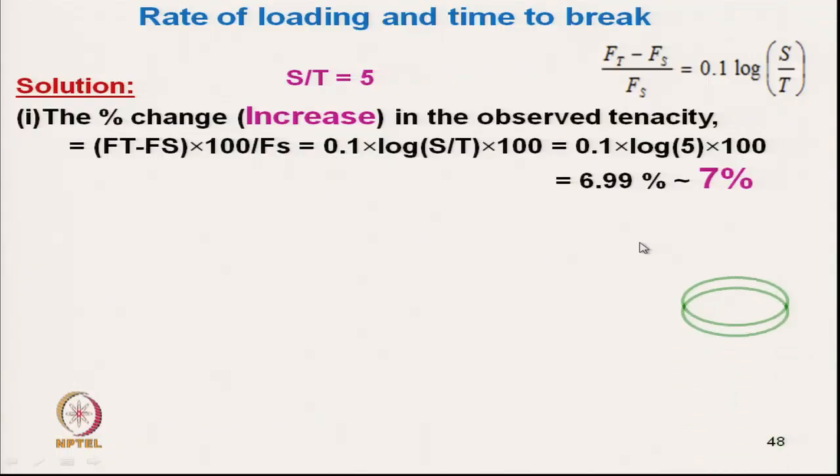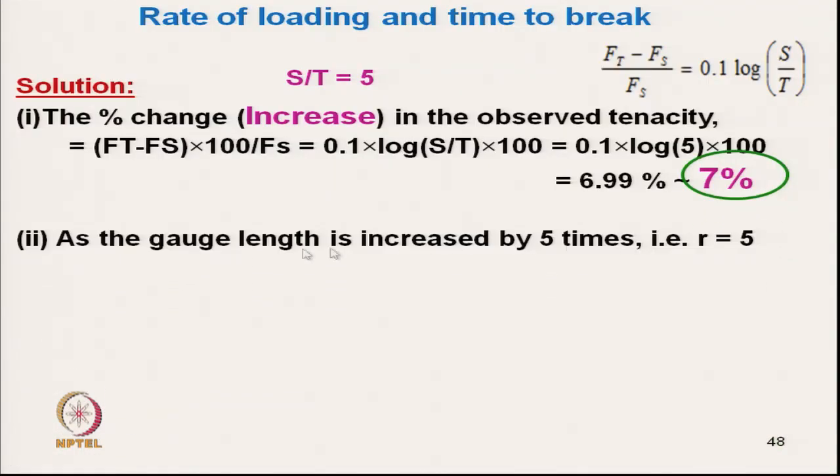Next is situation 2, where the gauge length is increased by 5 times. So, we will use another equation, this is the equation here: 1 minus S_RL by S_L equals 4.2 multiplied by (1 minus R to the power minus 1.5 multiplied by CV percent by 100). Here R means how many times the gauge length has increased, 5 times, so it is 5.